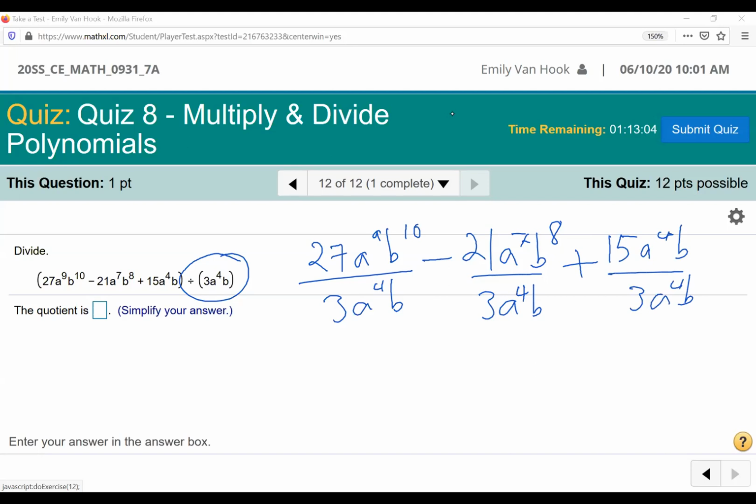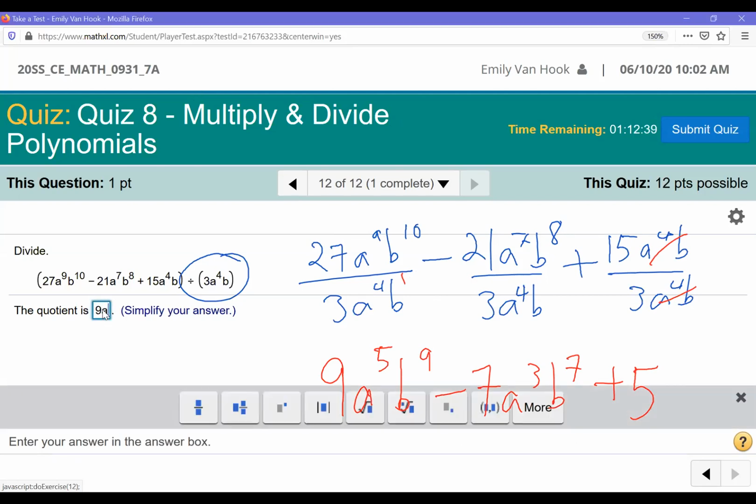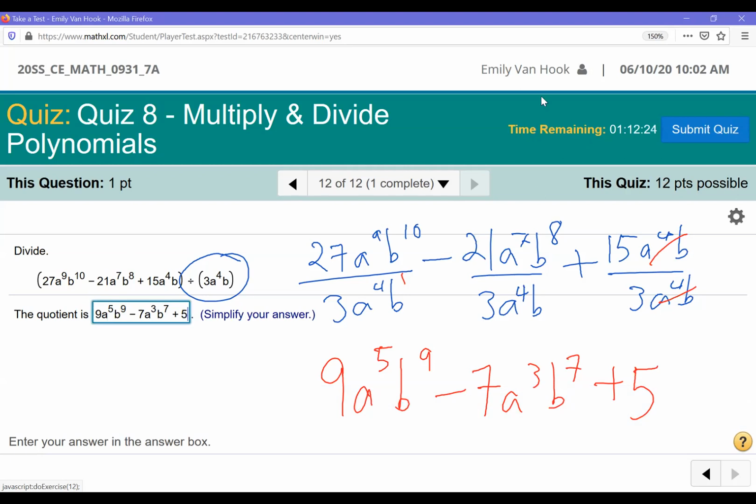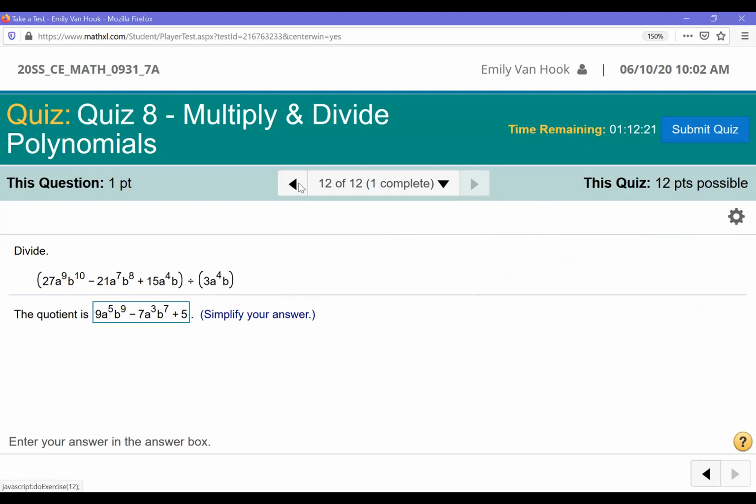All right, good. So let's simplify. 27 over 3 is 9. Subtract exponents, a to the 5th. Subtract exponents, b to the 9th. This looks really familiar. Minus 7a to the 3rd b to the 7th. Plus 15 divided by 3 is 5, and the variables cancel. So now I'll carefully type that answer in. Okay, 9a to the 5th b to the 9th, minus 7a to the 3rd b to the 7th, plus 5. All right. So again, I can't check my answer yet. I'll check it when I'm done with my quiz.